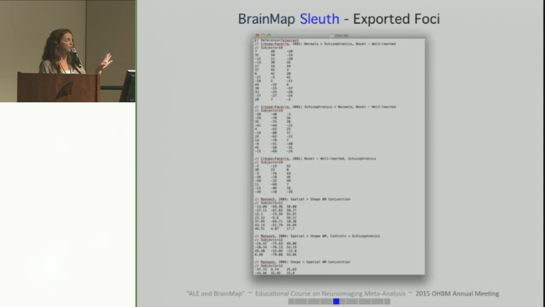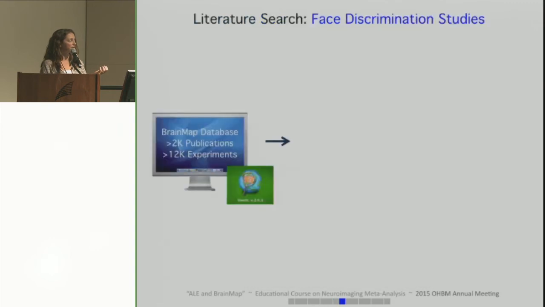So this is what the text format looks like that's exported from Sleuth. This is specially formatted so that we are making sure that you have a record of the paper that you exported the foci from, the contrast, as well as the number of subjects. GingerALE uses all of this information to run its various parameterizations, and so all of that is shown here.